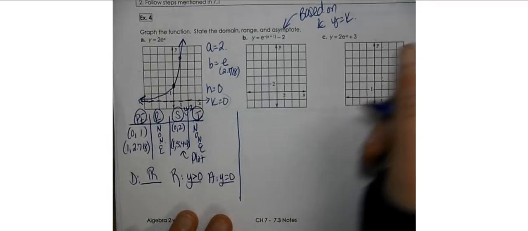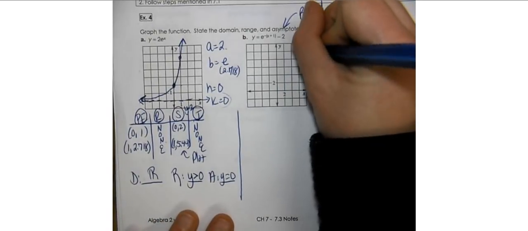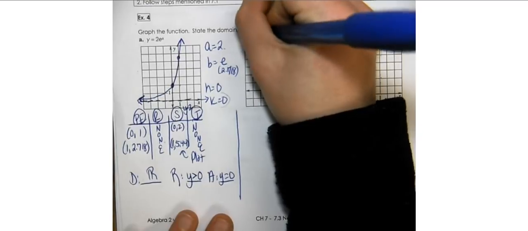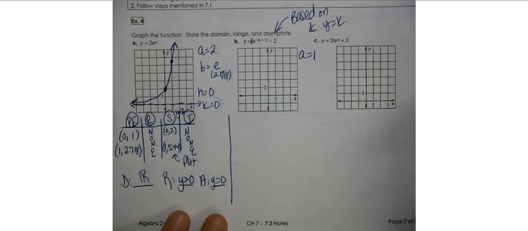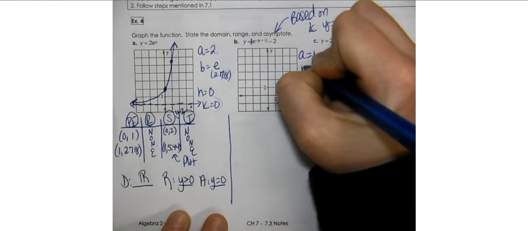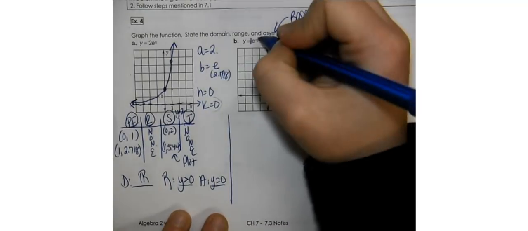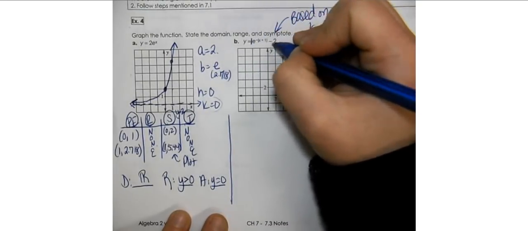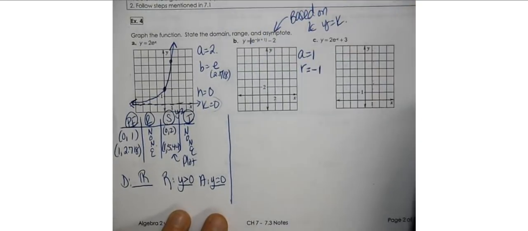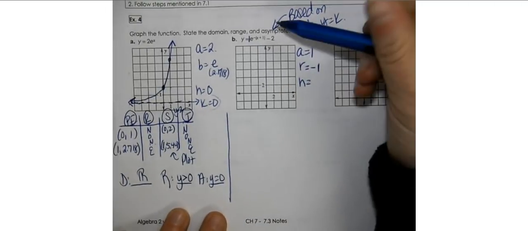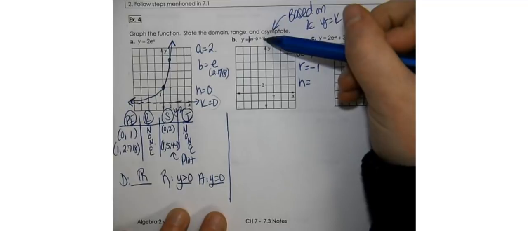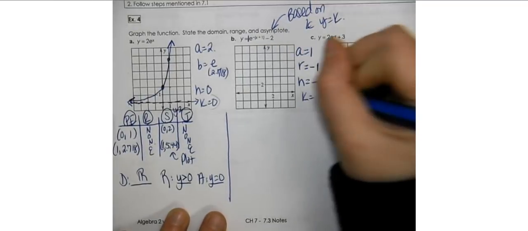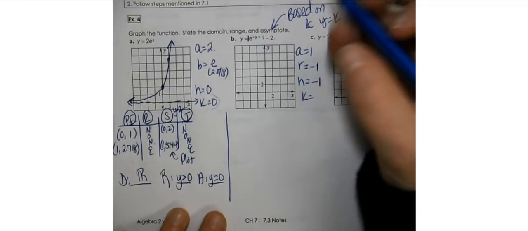Let's go ahead and look at letter B. For letter B, we have an A value that's equal to 1 since there's not a number that we can see right in front of the E value. We have an R value this time because we have this negative in front of the parentheses, so R is equal to -1. We have an H value that's the opposite of what we see, so the opposite of +1 is -1. And we have a K value that's exactly what we see, so that's going to be -2.